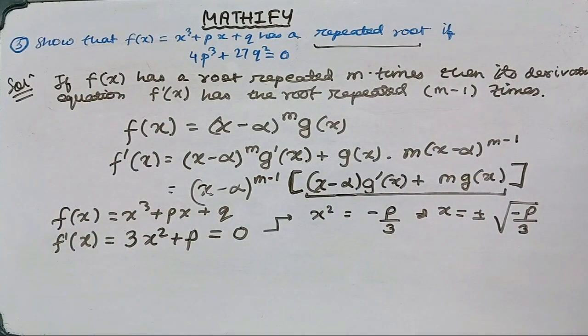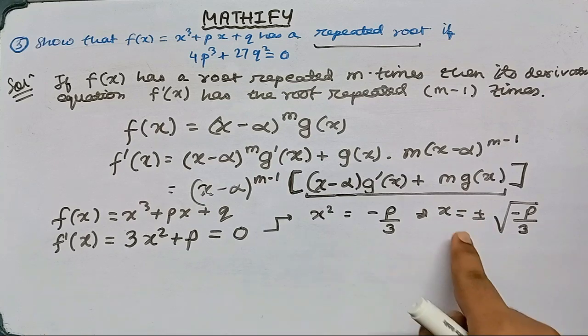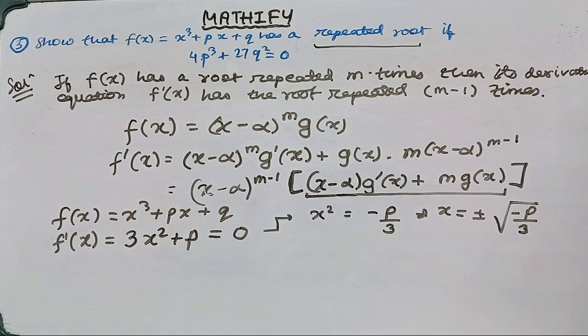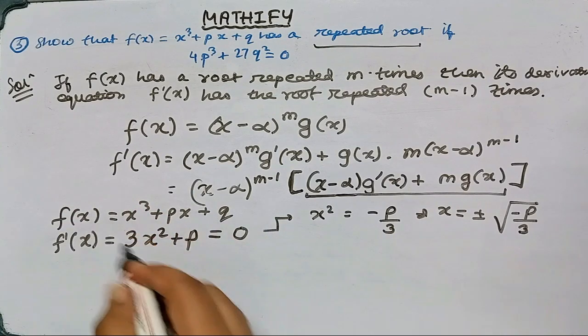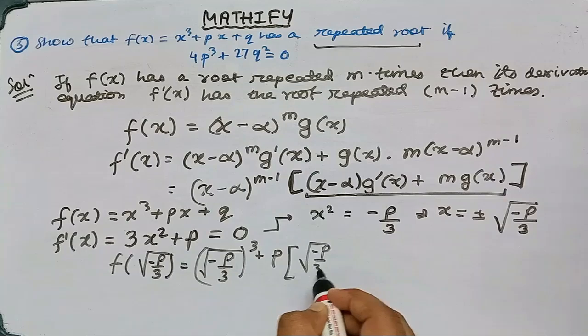Okay, so don't worry about that. So now I will have to say that x is equal to plus minus root over minus p by 3. Okay, so if this is a root of the derivative equation, then obviously this will be the root of f of x. Okay, so I can substitute this into the original equation, right?